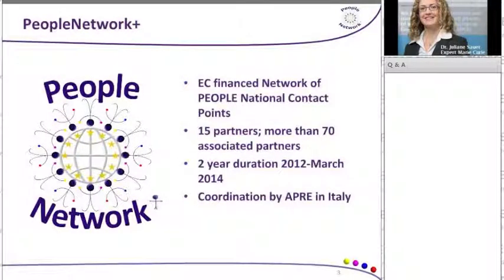This webinar is held within the framework of the EC-financed project PEOPLE Network Plus. This is a network of all PEOPLE national contact points. We have 15 partners and more than 70 associated partners. This project comes to an end now at the end of March, after a little bit more than 2 years duration, and it is coordinated by our colleagues in Italy of APRE.